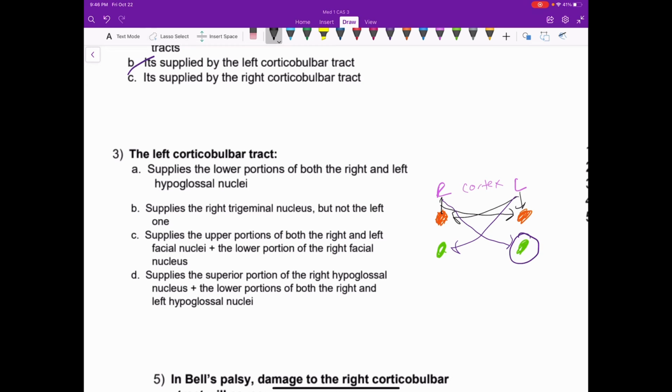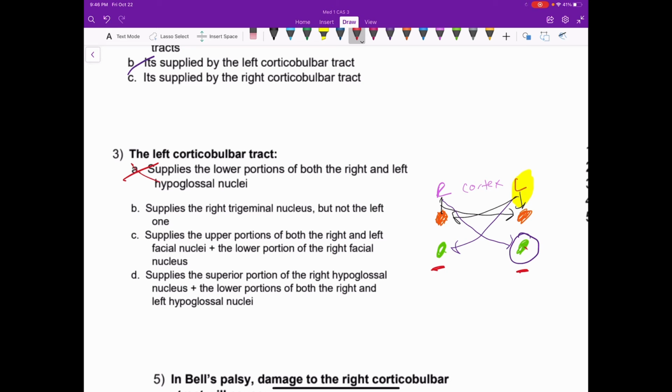Now, what is it asking us for? The left corticobulbar tract. Which one was that? That was this right here. The left corticobulbar tract. Does it supply the lower portions of both the right and the left hypoglossal nuclei? Well, the lower portion, it supplies the right side. Does it support the left side? No, because it does not target this one. The right one does. So that's wrong.